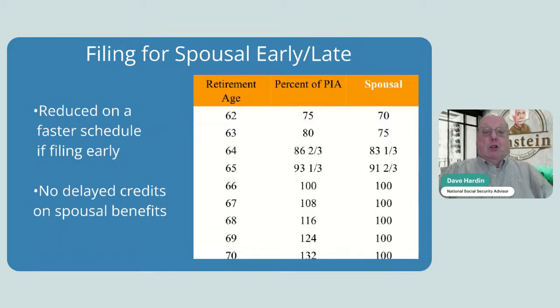All right. Also, you get these DRCs, the delayed retirement credits, 8% plus 8% plus 8% plus 8%. If you delay taking your spousal benefit, you don't get anything. You get the same amount that you would have gotten when you filed at your full retirement age. There are no delayed retirement credits for spousal benefits.